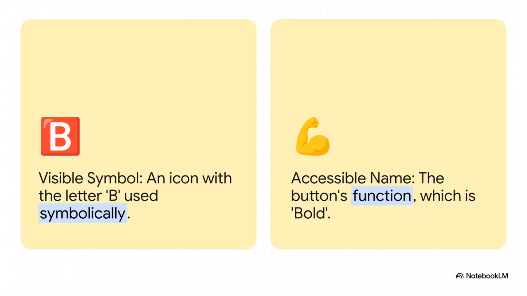And what happens with icons? This is a great question. Let's say you've got that classic B icon in a text editor. The accessible name shouldn't just be B. That's just a letter. The name needs to describe what it does, its function. So the right name is bold. The rule is about human language, not just symbols.